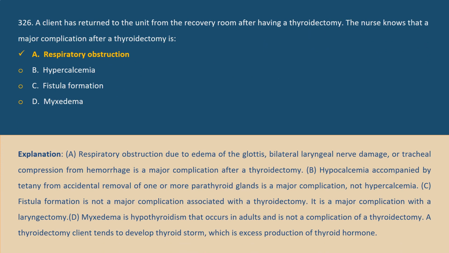Answer A. Explanation. A. Respiratory obstruction due to edema of the glottis, bilateral laryngeal nerve damage, or tracheal compression from hemorrhage is a major complication after thyroidectomy. B. Hypocalcemia accompanied by tetany from accidental removal of one or more parathyroid glands is a major complication, not hypercalcemia. C. Fistula formation is not a major complication associated with thyroidectomy. It is a major complication with a laryngectomy. D. Myxedema is hypothyroidism that occurs in adults and is not a complication of a thyroidectomy. A thyroidectomy client tends to develop thyroid storm, which is excess production of thyroid hormone.